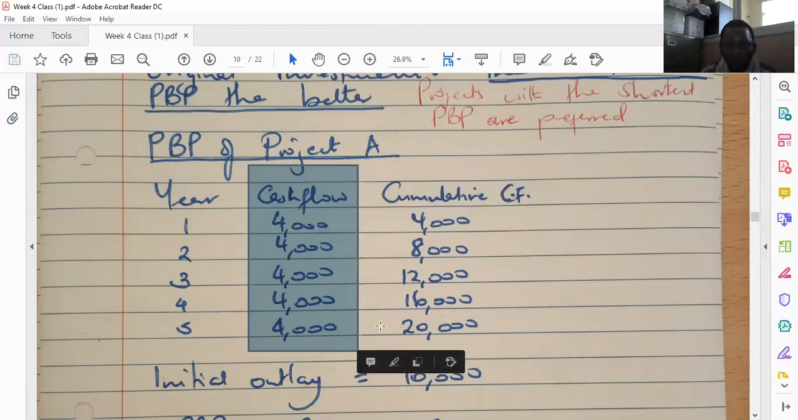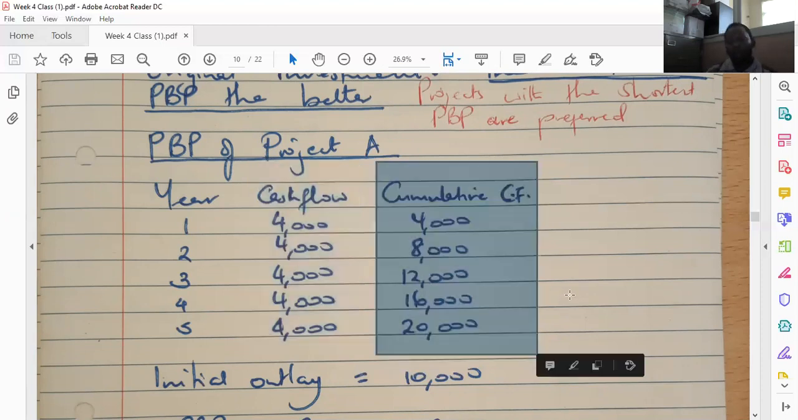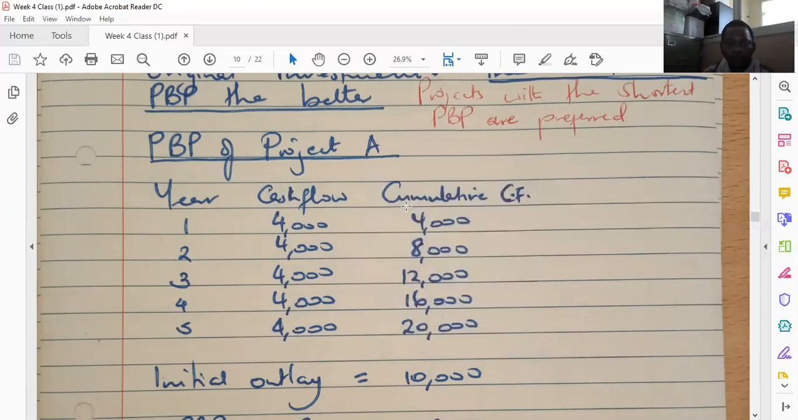And then we take the cumulative cash flows. For year 1, the cumulative cash flow will be 4,000 shillings. For year 2, the cumulative cash flow shall be 4,000 plus the 4,000 cash flow of year 2, which gives us 8,000 shillings. At year 3, the cumulative cash flow shall be 8,000 plus the 4,000 cash flow in year 3, which will give us 12,000.